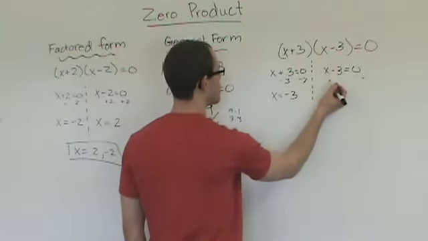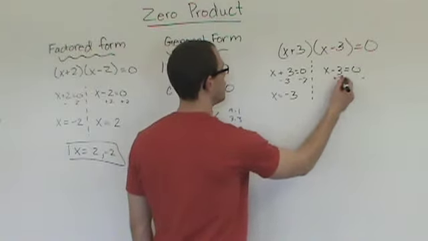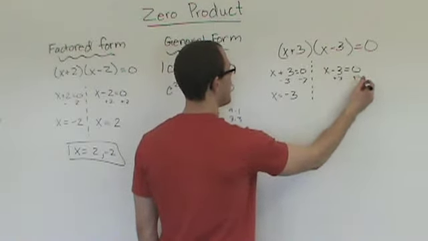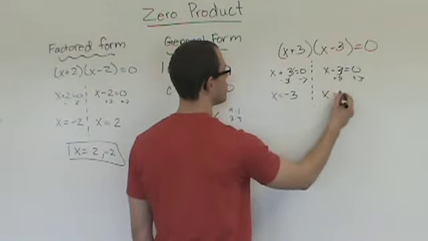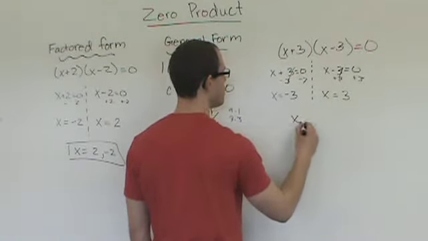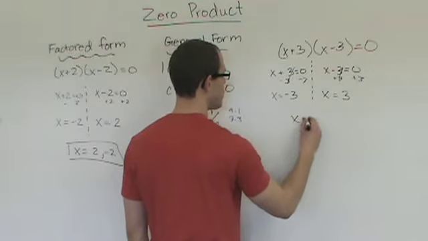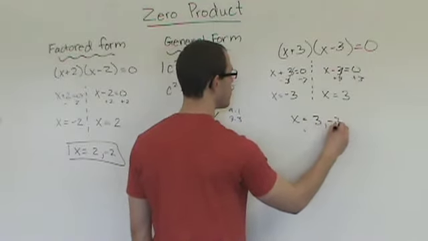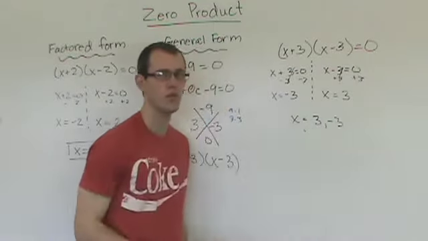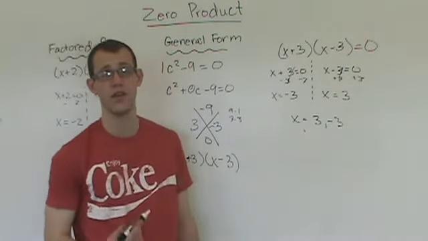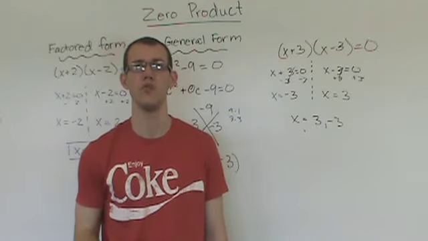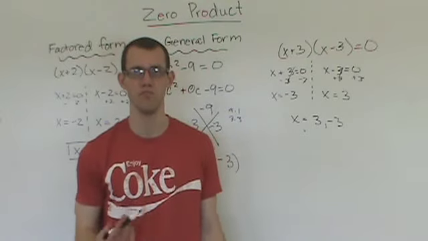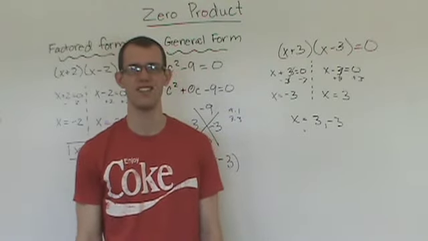For this one, I have x minus 3. To get x by itself, I add 3 to both sides. So we have x equals positive 3. So our solution is x equals positive 3 and negative 3. These right here would be the x-intercepts. Now, there's another video of just examples if you'd like to see some with double factoring included. But otherwise, zero product is really easy.